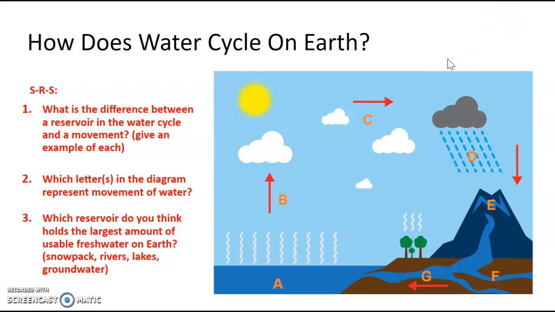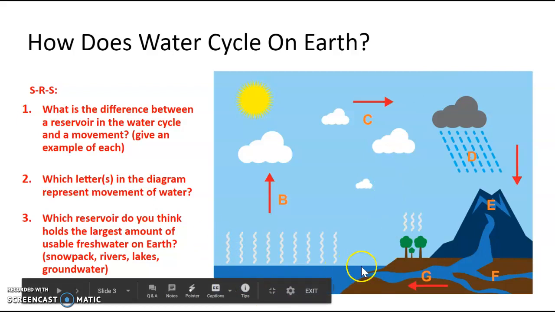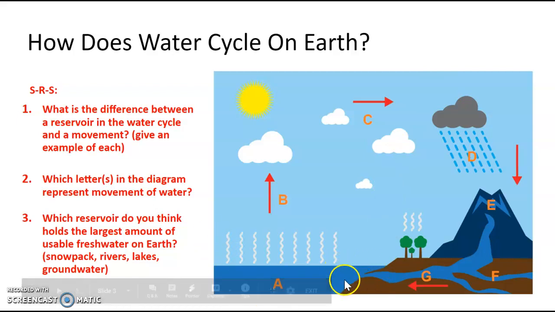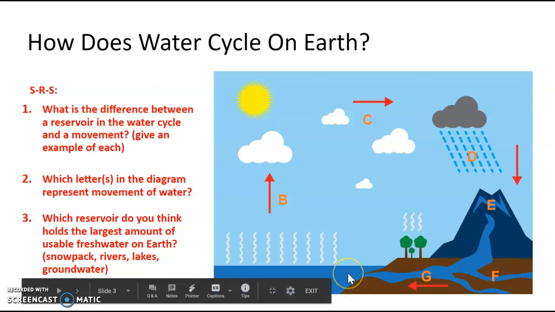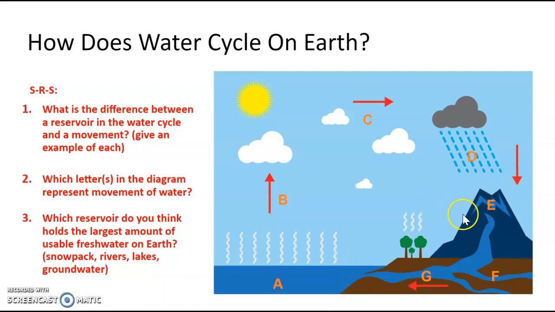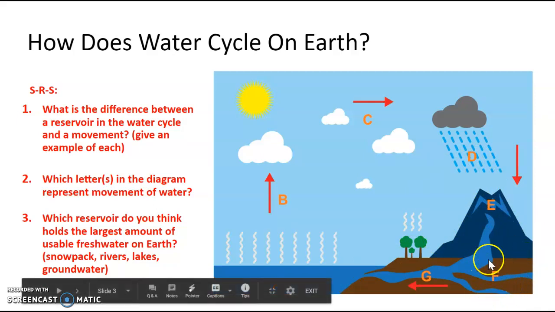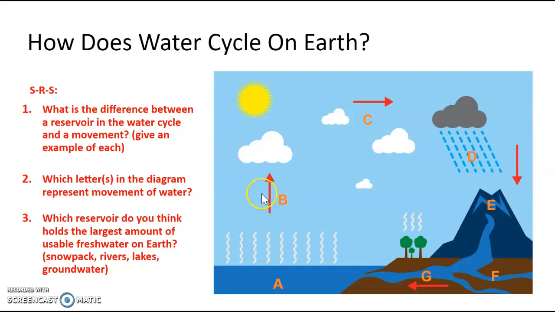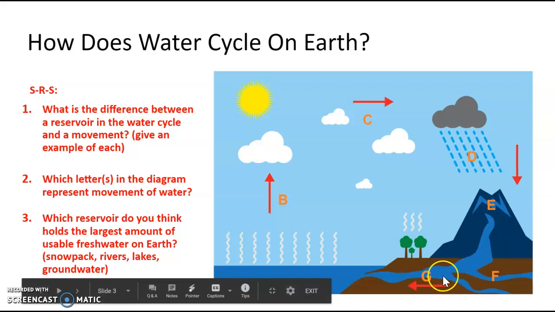So reservoirs on the earth are where water is stored. And so water is stored in literal lakes and reservoirs and the ocean. It's stored in snowpack and glaciers. It gets stored in groundwater as well, beneath the ground. Our letters that are representing the movement are G, B, C, and D. So we're showing we've got water movement and groundwater flow, we've got evaporation, condensation, precipitation, and then we have the flowing of rivers above ground and below ground.